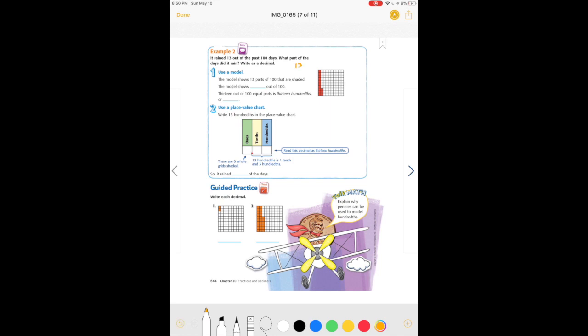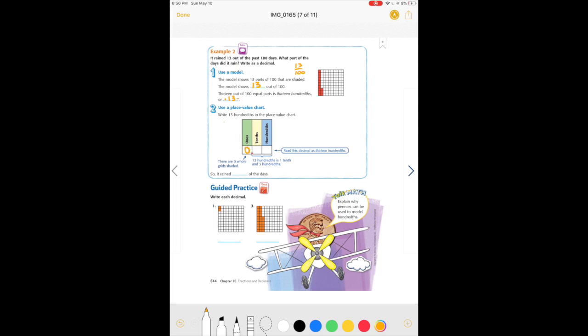Again, you can write it as a fraction to help you. Okay, it's already divided into 100 pieces, and we color in 13 because that's our numerator. The model shows 13 out of 100. 13 out of 100 equal parts is 13 hundredths, or 0.13. I got this because you can use a place value chart.